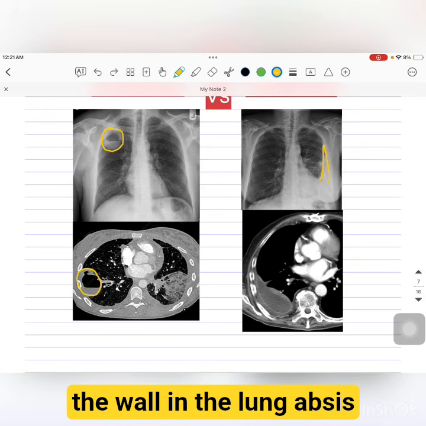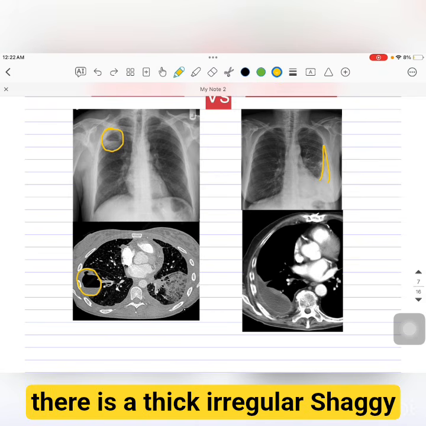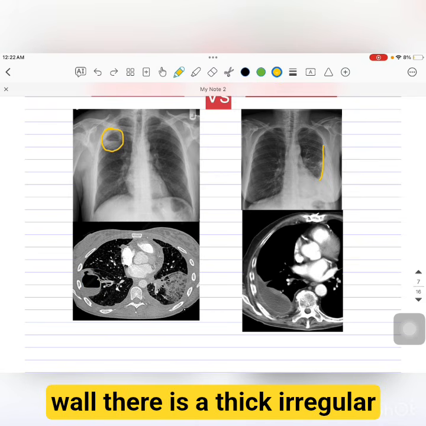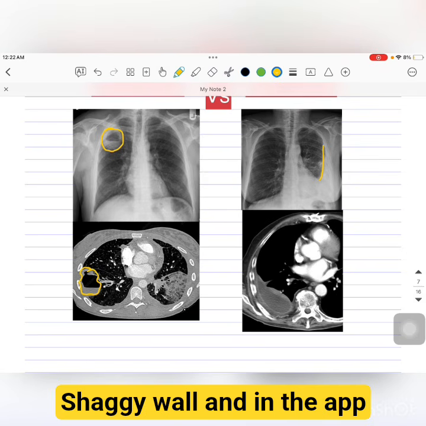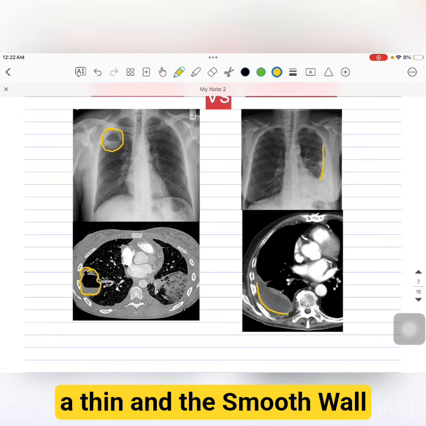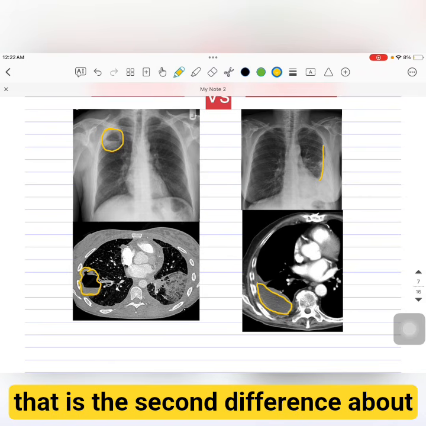Second point, about the wall. In the lung abscess, there is a thick, irregular, shaggy wall, and in the empyema, there could be a thin and smooth wall. That is the second difference, about the wall.